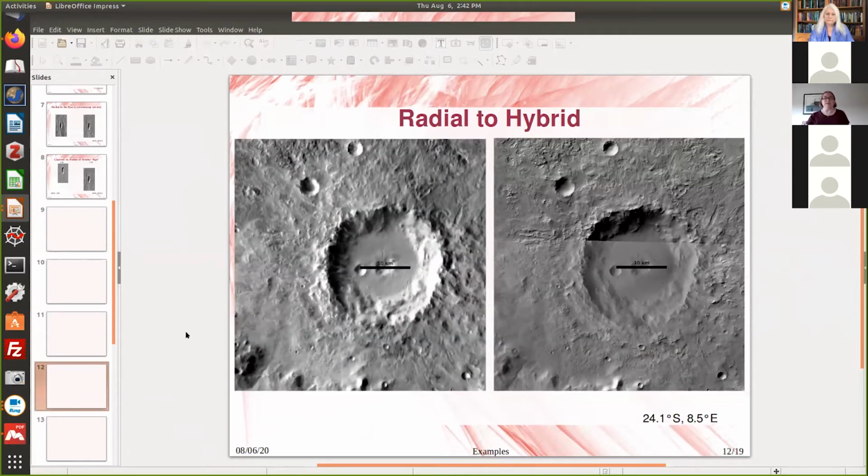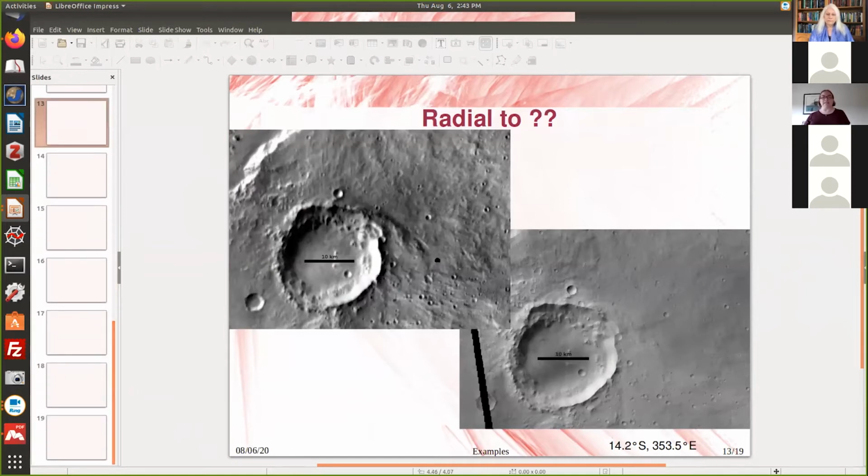And just another example of radial to hybrid, where again, you can see a bit more clearly in the Themis image the radial aspects of this ejecta, but when you get the higher resolution CTX, you start to see some of those flow features that are associated with the layered. I think particularly this lobe here looks very flowish to me, very layered morphology.